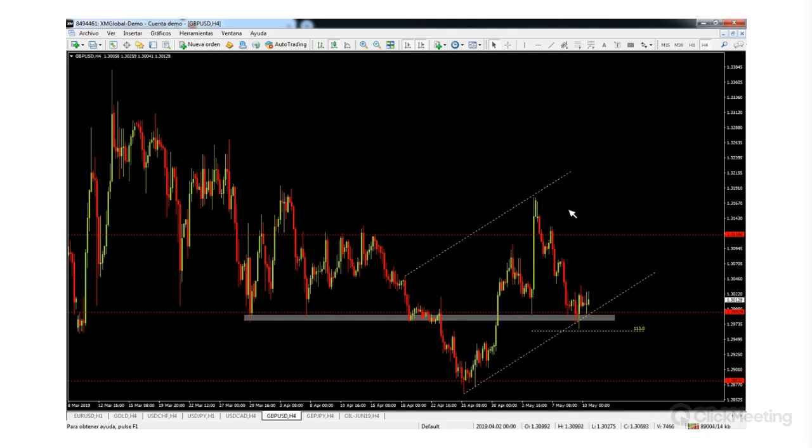So this zone right here was a previous point of control, but not only that. If we go all the way back here, it's a zone that was tested as support several times before we broke to the downside and then tested it as resistance, where sellers jumped in. We broke it to the upside and tested it once, and now we are trading around it.